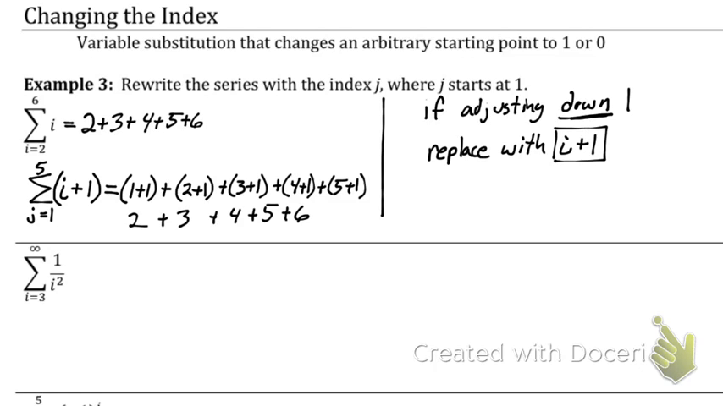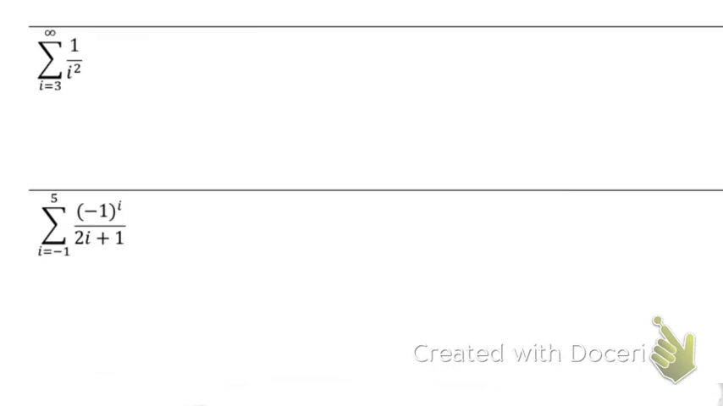So if I subtract 1 from here and here, I have to add it back in here. All right, it kind of cancels each other out. If I add and then subtract, it keeps everything the same. So the same thing's happening here. If I subtract a value here, I'm going to add it over here. So if adjusting down, replace it with I plus whatever you're adjusting down by.